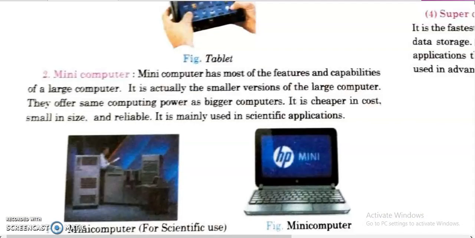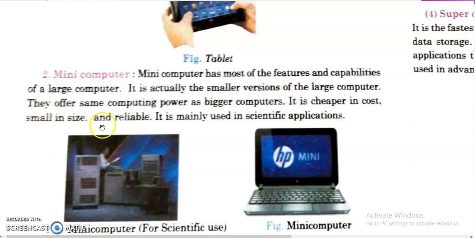Then the next is mini computer. Mini computer has most of the features and capabilities of a large computer. It is actually a smaller version of a large computer. As I told you before, a mini computer is a normal size computer, but it has much more capabilities than microcomputers. Its configuration, the storage, the processor, and the other devices are much stronger, and that is why it is called a smaller version of a large computer, because after this we have a mainframe computer. So it is between a microcomputer and a mainframe computer.